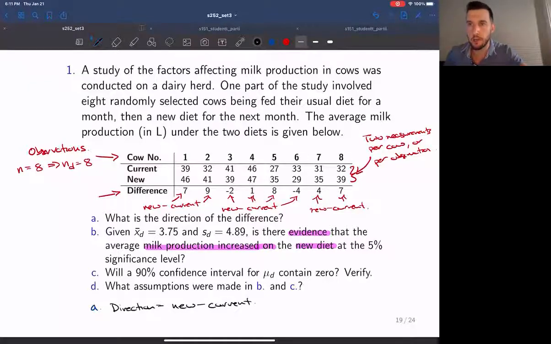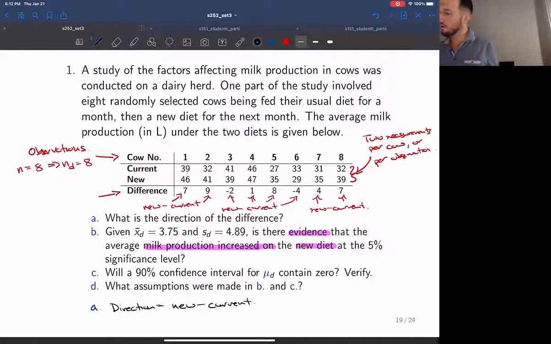Now, since our direction of difference is new minus current, if the milk production has increased on the new diet, we would expect that the values for new will be larger than the values for current. Therefore, we would expect that mu subscript d is bigger than 0. So in this particular case, because we had done new minus current, we would conduct an upper tail t-test because we are asking if there is evidence that the values for new are larger than the values for current.